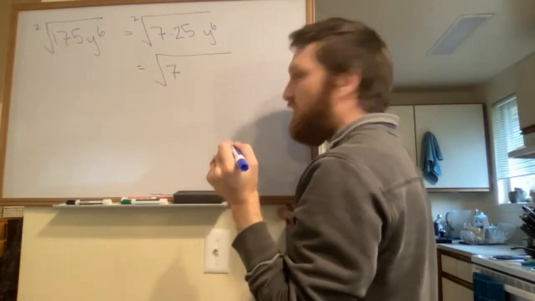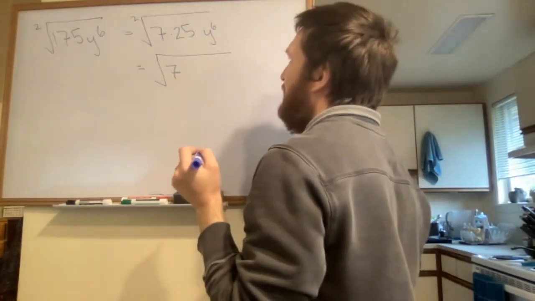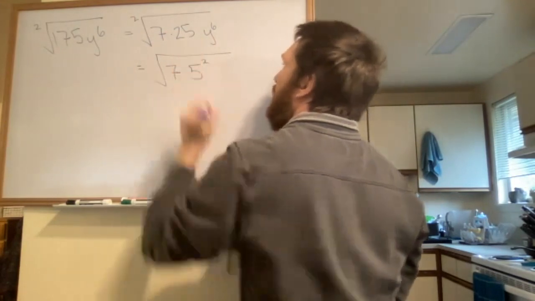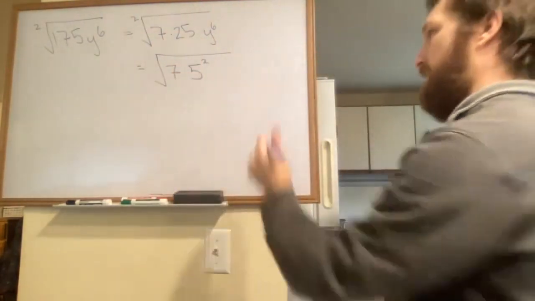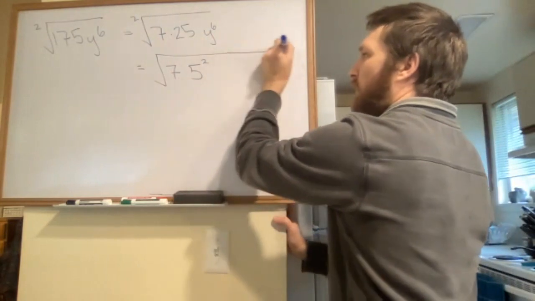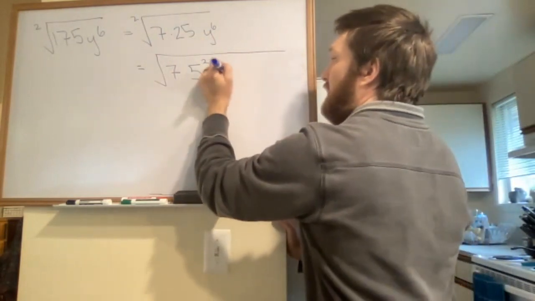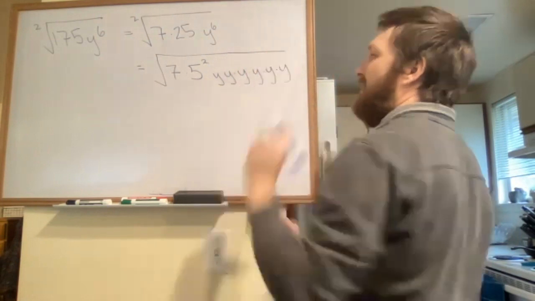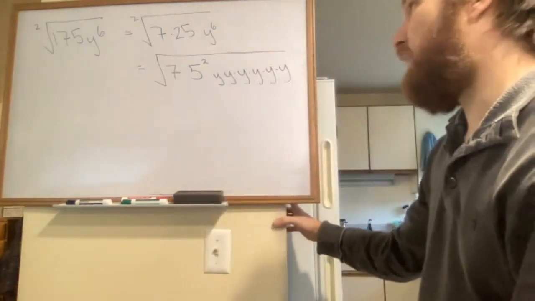25 is what squared? 5. Squared. And now that y to the 6th. Honestly, what I like to do, it's 6. It's not that much. It's going to take me a second to do that. I could just write those out.